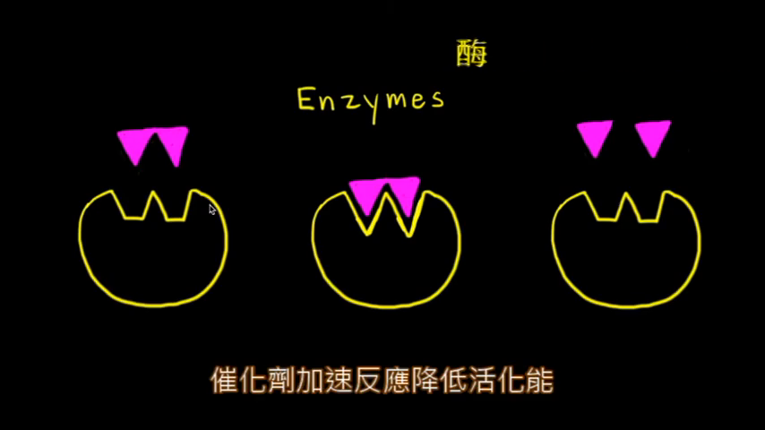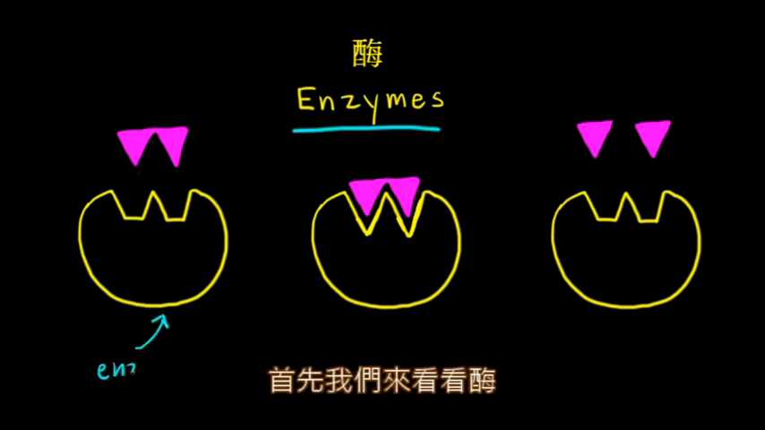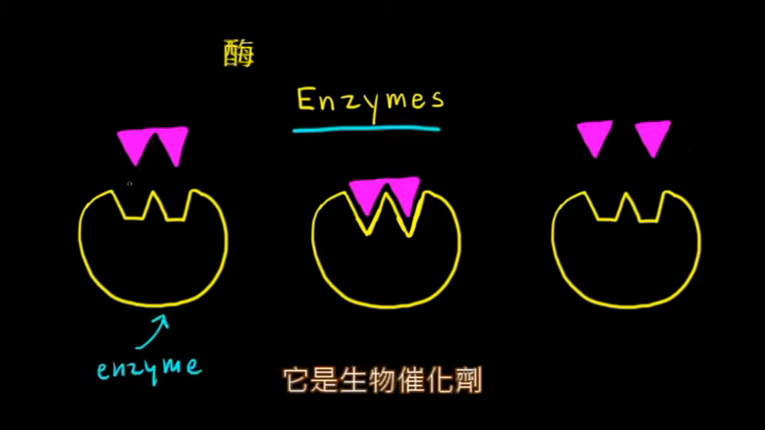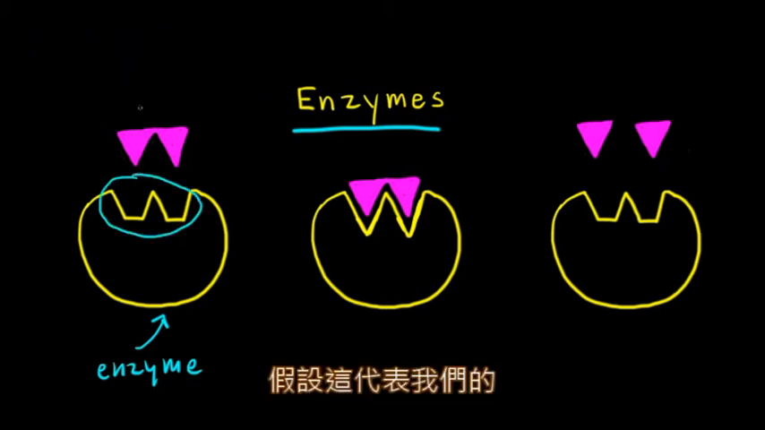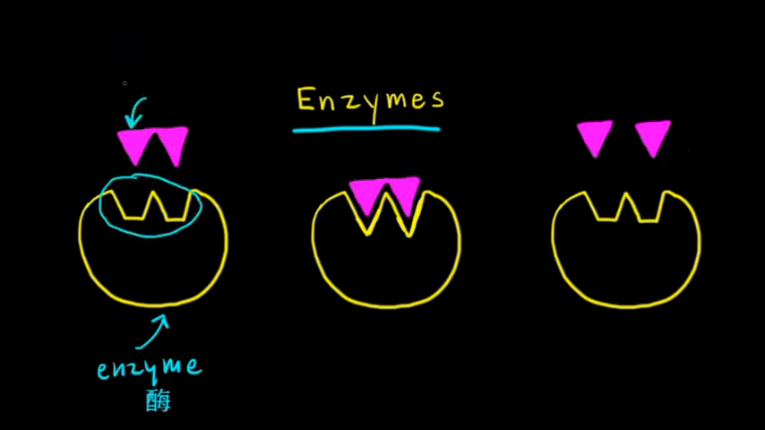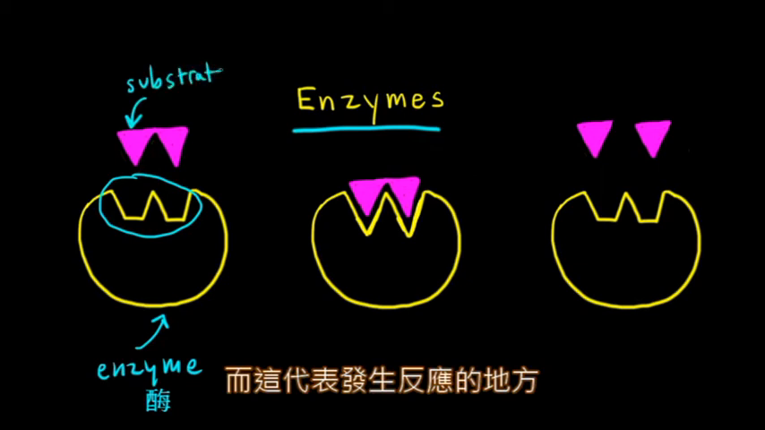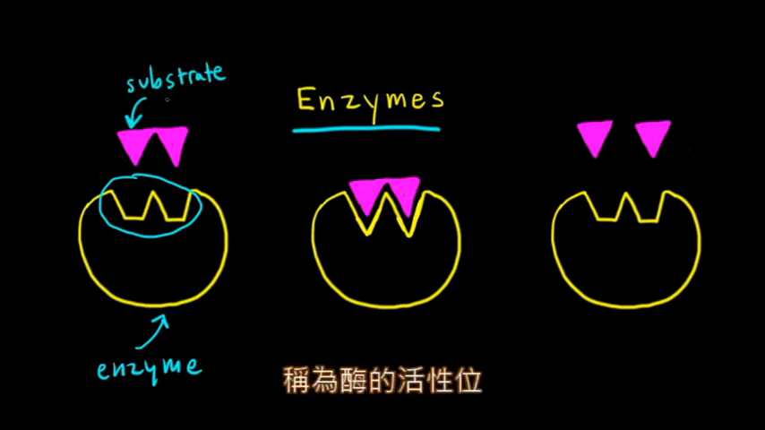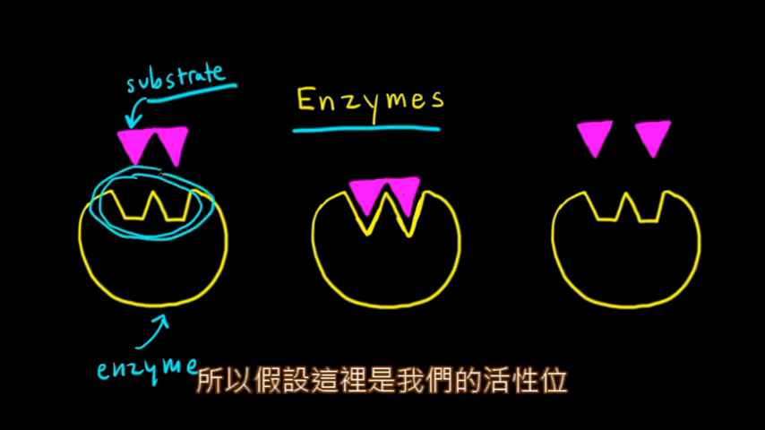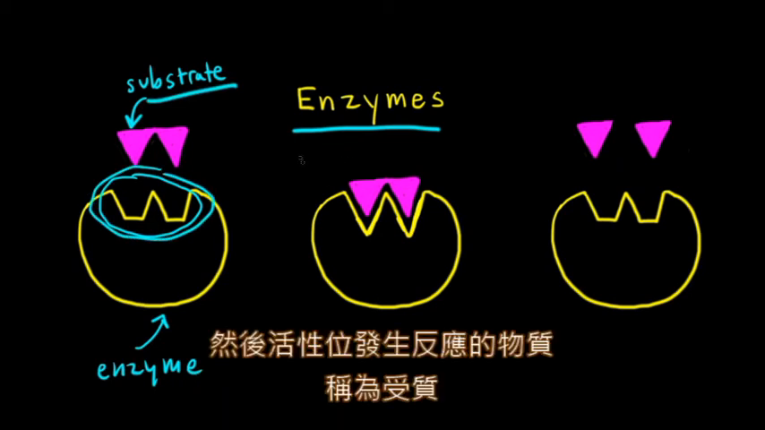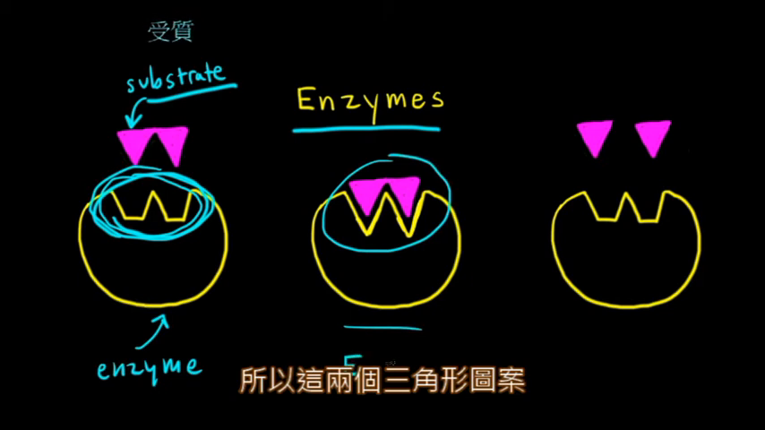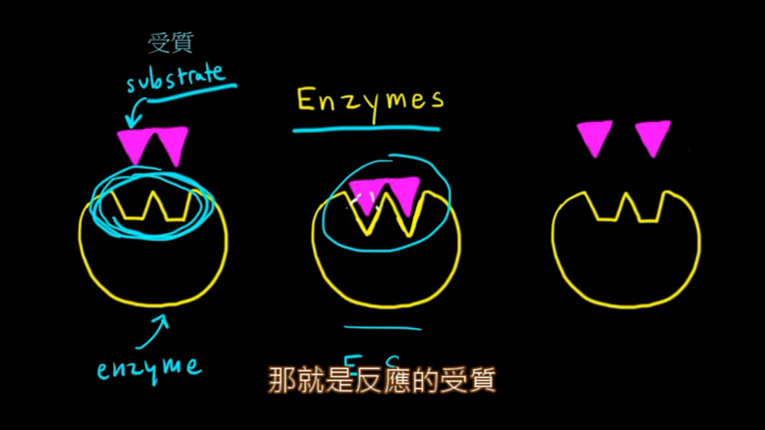A catalyst speeds up a reaction by lowering the activation energy. And there are many types of catalysts, and first we're going to look at enzymes, which are biological catalysts. Let's say that this represents our enzyme, and the place where the reaction occurs is called the active site of the enzyme. So right in here, let's say this is our active site. And then the substance that reacts at the active site is called the substrate. So this little picture here with two triangles together, that's the substrate for our reaction.